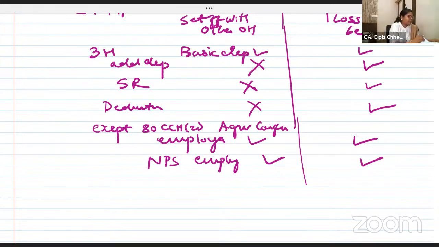Now I will also refer the book, so that your exam is coming nearby, and if any doubts are there, you can ask me. Yeah, one more deduction is there, 80JJAA, which is 30% of the additional employment, it's allowed.